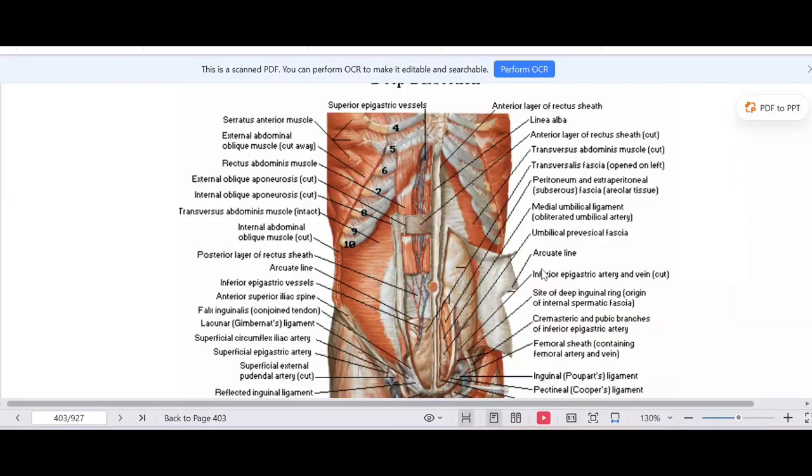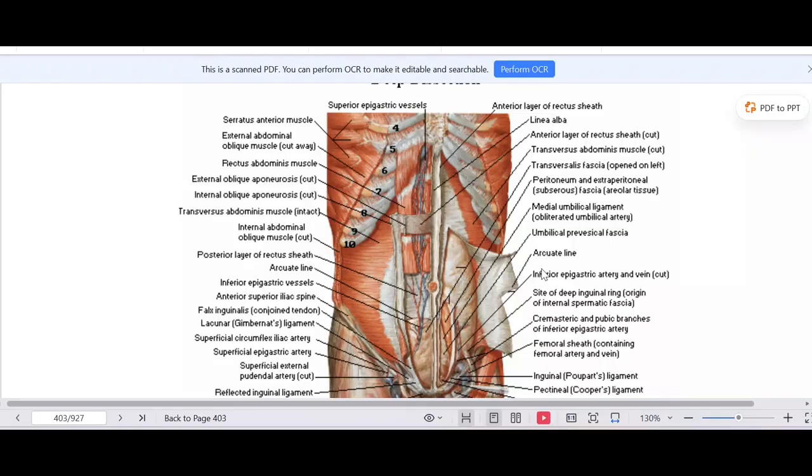Okay. Now there is another point about the linea alba in the rectus sheath, that actually the linea alba is forming the same as the rectus sheath. The rectus sheath is formed by the aponeurosis of the lateral three muscles of the anterolateral abdominal wall, and the linea alba is also a fibrous band that is formed by the aponeurosis of the lateral muscles of the anterolateral abdominal wall.